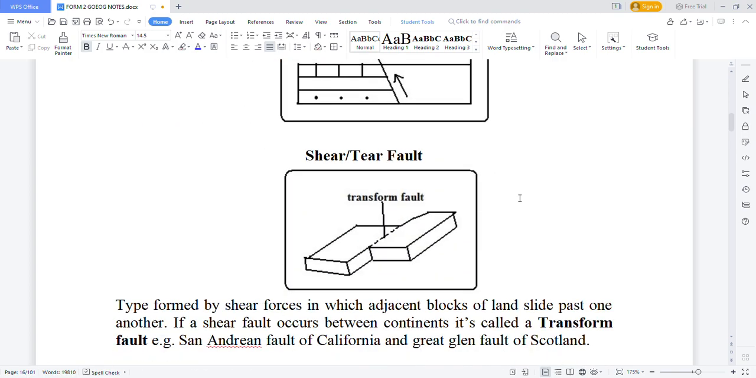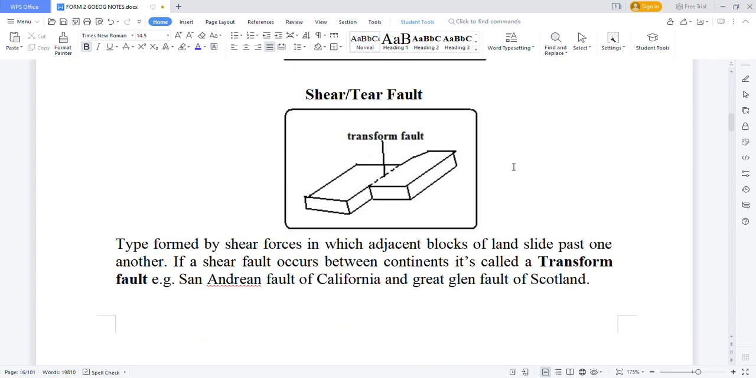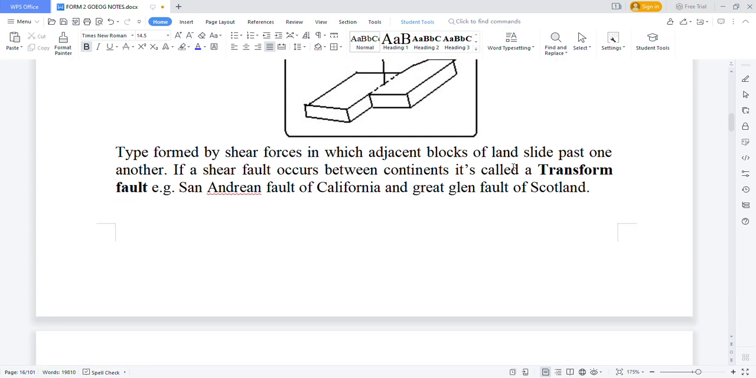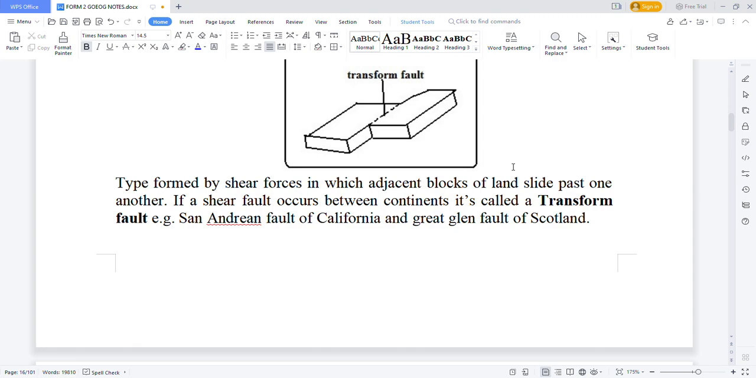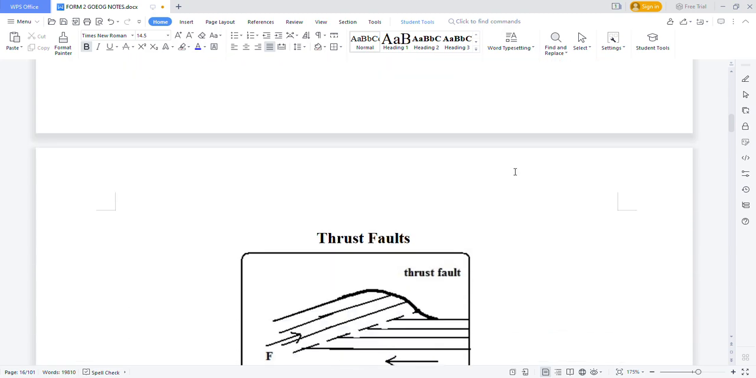That is it. The next one is shear or tear fault, formed by shear forces in which adjacent blocks of the land slide past one another. If a shear fault occurs between the continents, it is called a transform fault. E.g., we have San Andreas fault of California and Great Glen fault of Scotland.